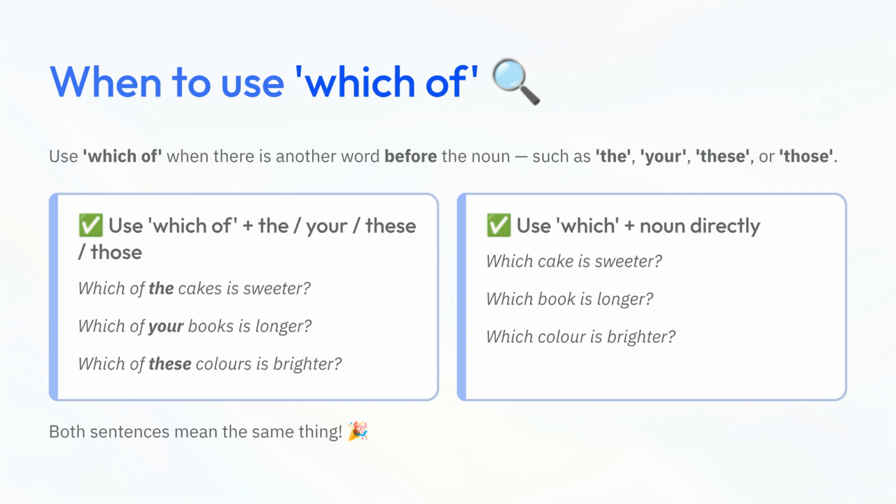For example, you can ask, which of the cakes is sweeter? Which of your books is longer? Or which of these colors is brighter? If there is no determiner, simply use which directly before the noun, such as, which cake is sweeter? Which book is longer? Or which color is brighter? Both sentence styles mean the exact same thing.